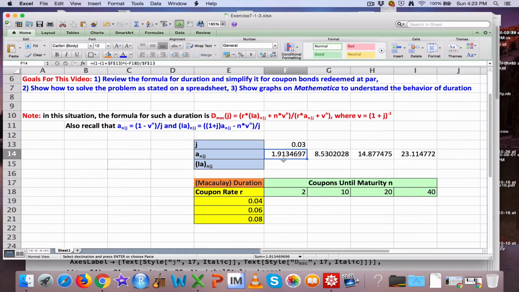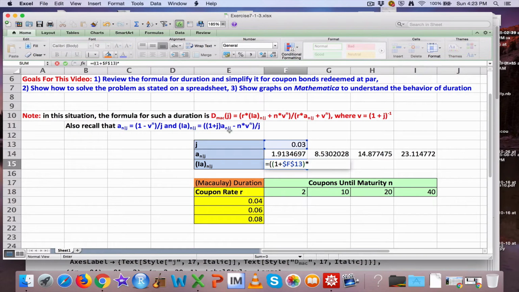Okay. All right, now what about (Ia) angle j? I'm going to use this formula that you see here. Notice that this formula involves a angle j, so I can use these numbers to help me calculate these numbers. But again, we've got to be careful. Okay, I'm looking at this formula. I want to use parentheses and be careful. I have a 1 plus j. j is in cell F13. I want that to stay the same.